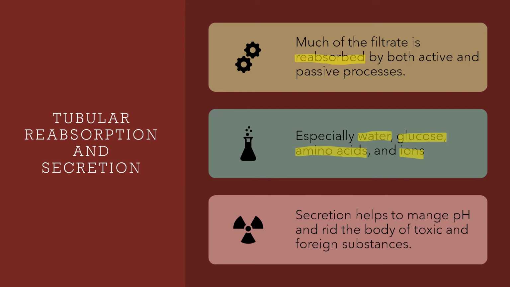Then the third function of nephrons, remember, is going to be tubular secretion. So this is going to be the transfer of materials from the blood and tubule cells into the glomerular filtrate. As a result of tubular secretion, certain substances pass from the blood into the urine, and these things can be detected by a urinalysis. So things like getting rid of toxic and foreign substances can be detected by urinalysis.